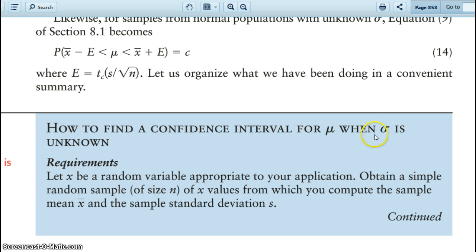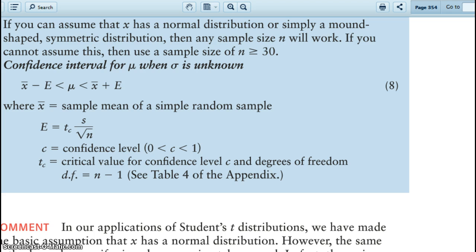So we have to use this from 8.2 on page 353. And if you continue on to the next page, we can assume it's a normal distribution. So we're going to use our formula here where we have our sample mean, and we're going to subtract an error of estimation from it, and we're also going to add an error of estimation to it, and we're going to be confident that the population mean is in between.